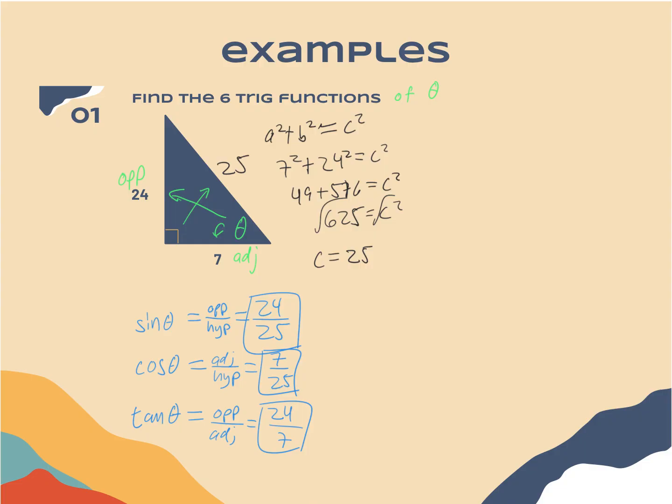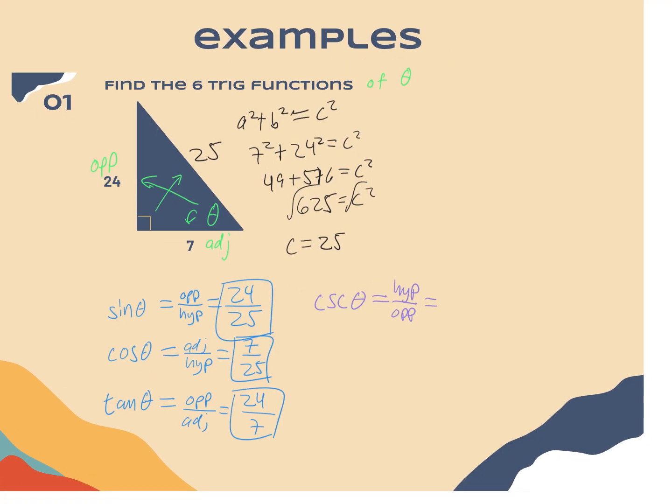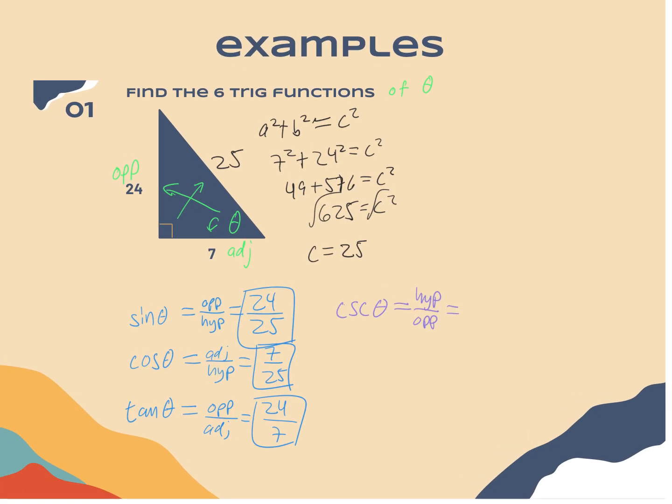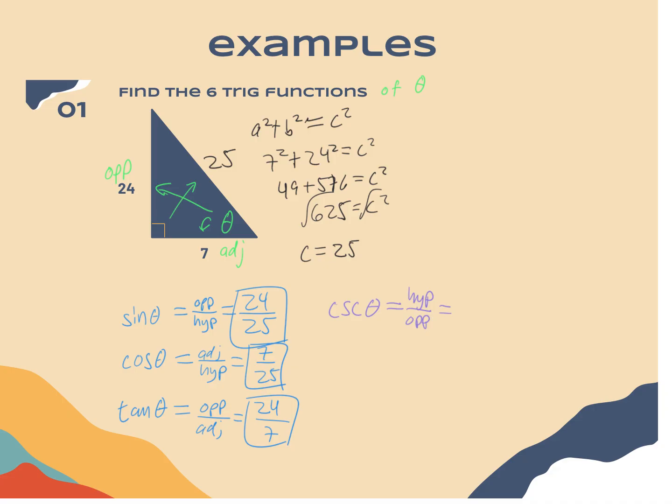All right, and now we have new functions as well, right? We kind of talked about in the first slide of this lesson, cosecant, secant, and cotangent, right? Remember, sine is going to go with cosecant. All right, so cosecant, we said that that is the reciprocal of sine, so it's not going to be opposite over hypotenuse, it's going to be hypotenuse over opposite. All right, so essentially what we do is we take the numbers and we flip them, right? So it becomes 25 over 24.